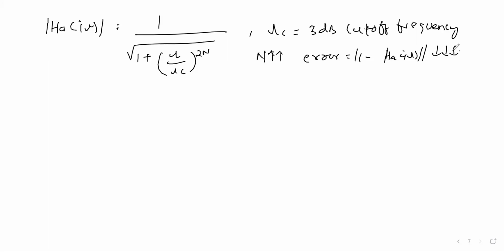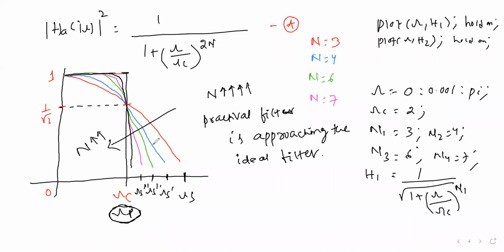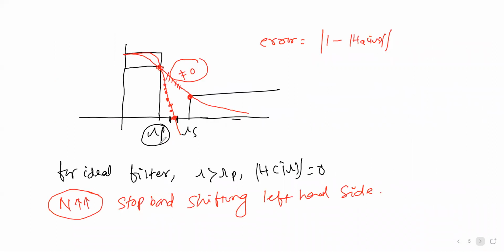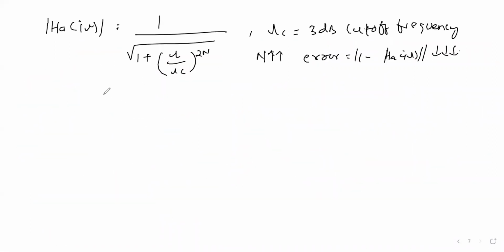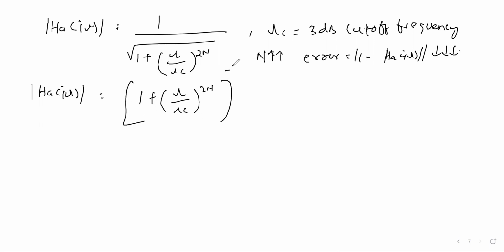Now, if you see the plot, it is monotonically decreasing. Yes or not? If you see these plots, they are monotonically decreasing. Now, one important property I will show you again. We can write this H(j omega) like this: magnitude of H(j omega) equals (1 plus (omega by omega c) to the power 2n) to the power minus half.